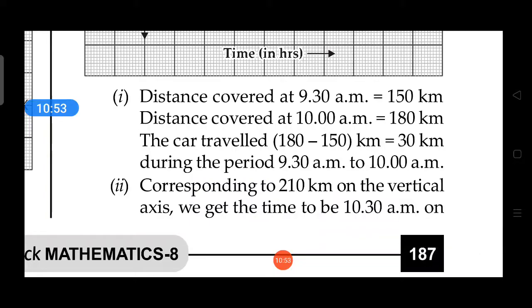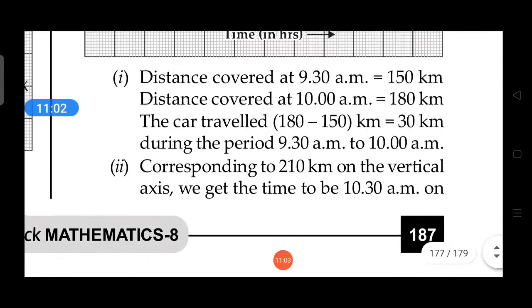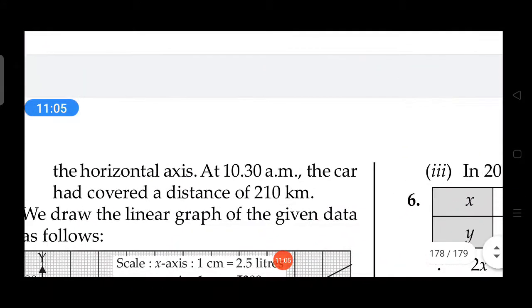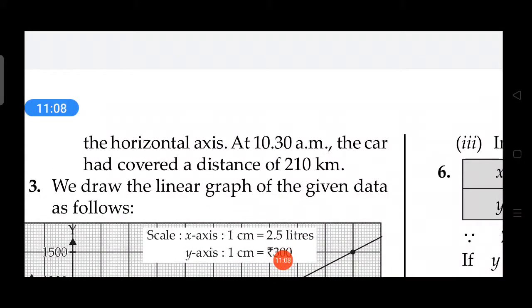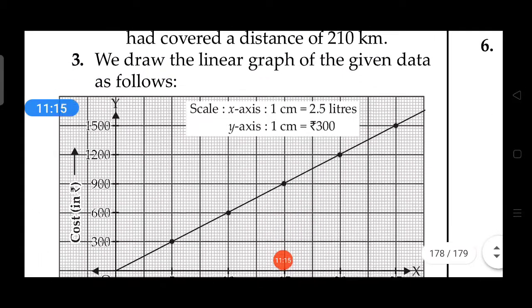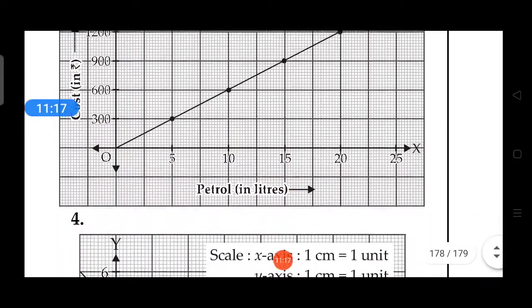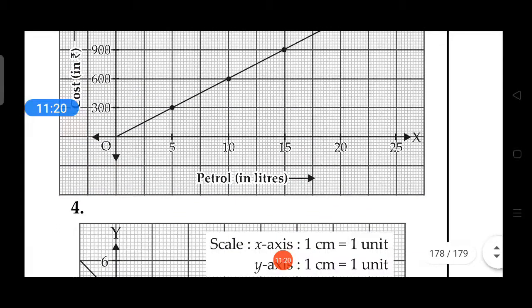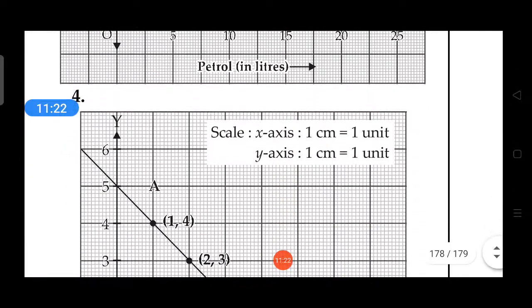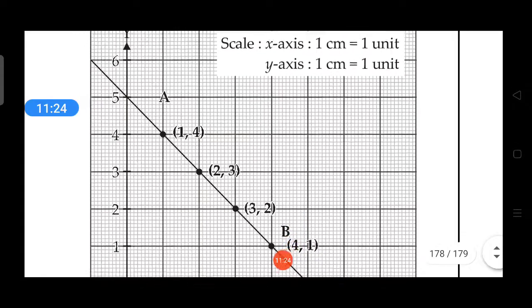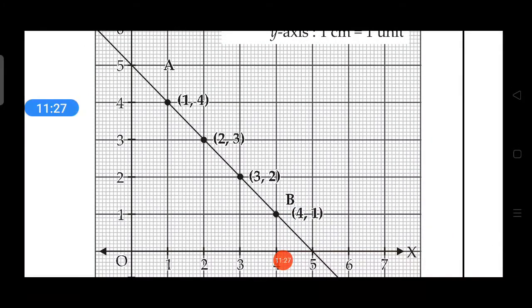Question number 2. What was the time when the car had covered a distance of 210 kilometer? So we get the time of 10:30 am. Okay, so this way, at 10:30 am the car had covered a distance of 210 kilometer. Question number 3, same way, it starts from origin. Okay, question number 4 also, but here some confusion.